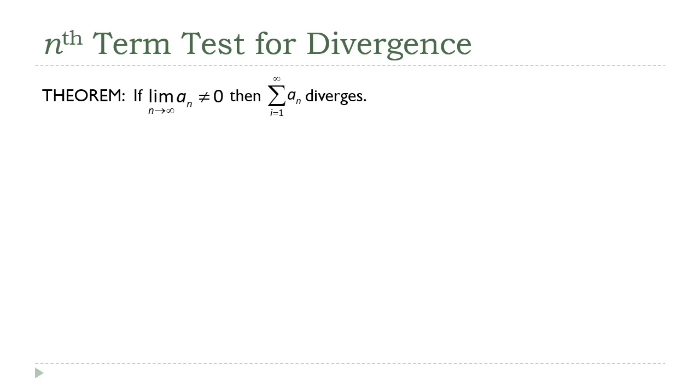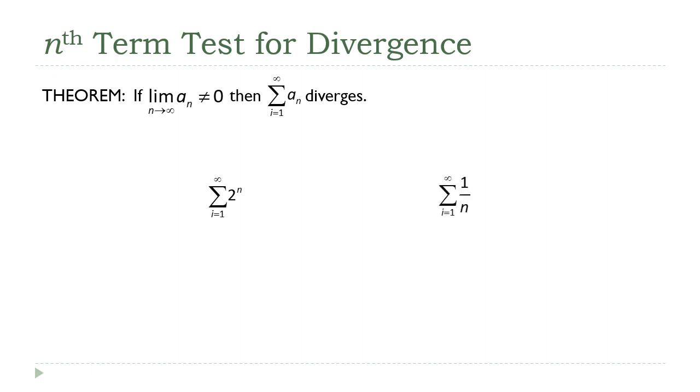Let's look at some examples. Say we have this series here. The limit of 2 to the n as n goes to infinity is an exponential function, and obviously that's going off to infinity. It's not going to 0. Therefore, that series is going to diverge.